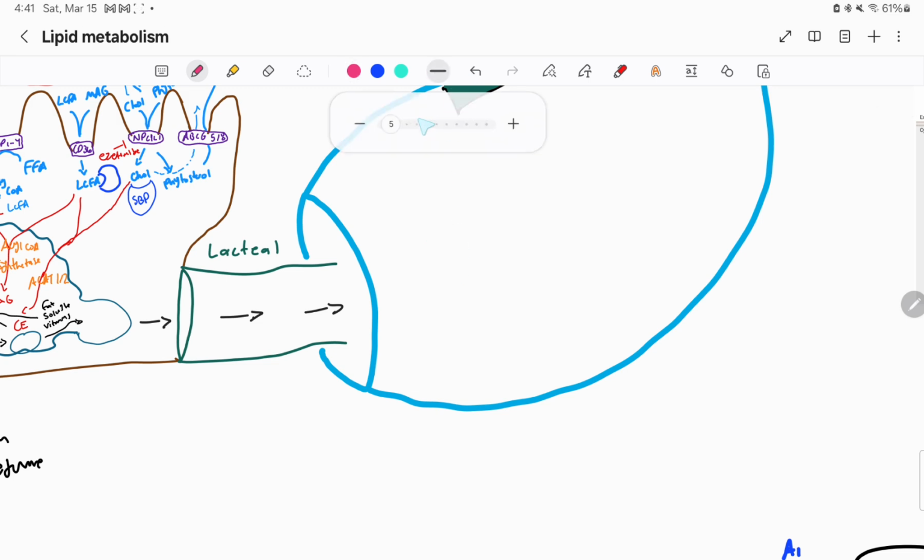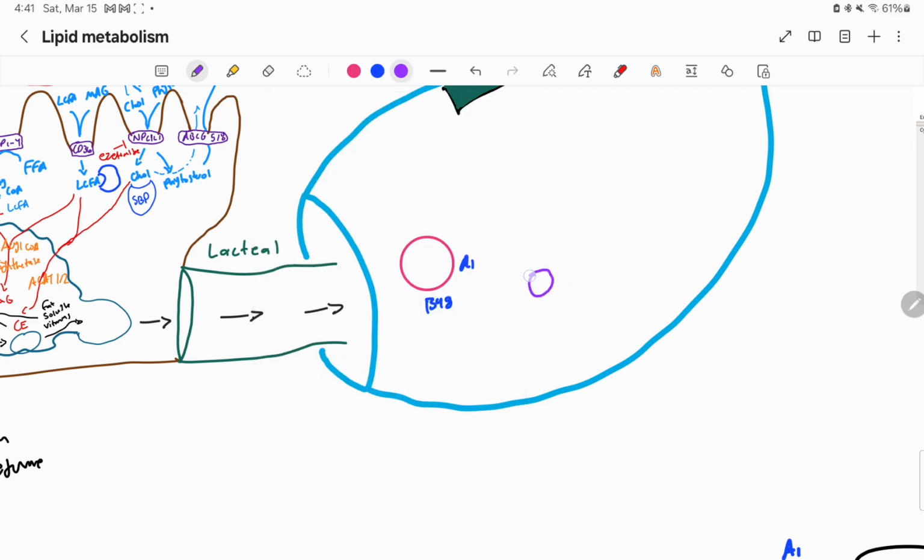As this chylomicron right here is entering the circulation, what is it going to have on it, guys? It's going to have ApoB48 and ApoA1. But guess what? There is another molecule in circulation at this current moment in time.